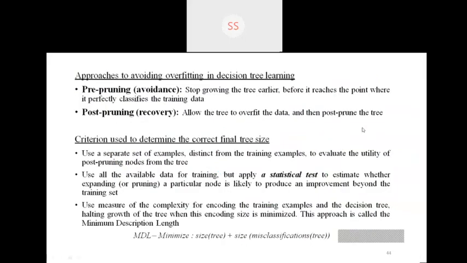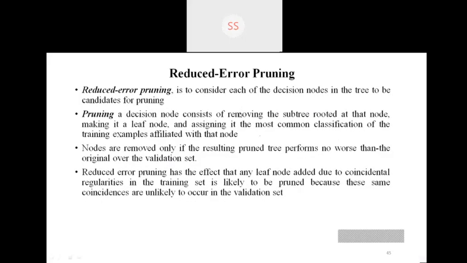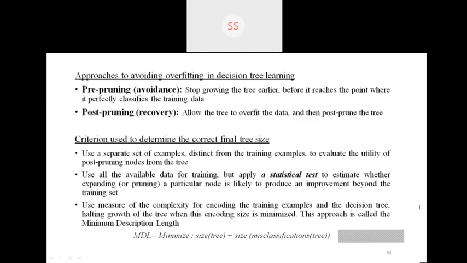And how to avoid overfitting of the data in decision trees? There are two ways of avoiding overfitting in the training data in the decision tree. The first one is pre-pruning, that is avoidance, and the second is post-pruning, which is nothing but recovery. Pre-pruning means to stop growing the tree earlier, before it reaches the point where it perfectly classifies the training data.